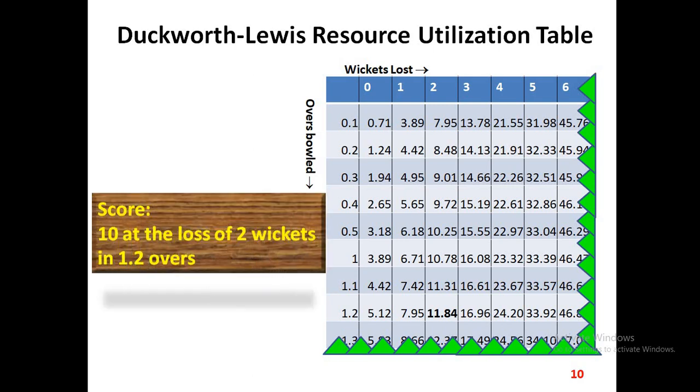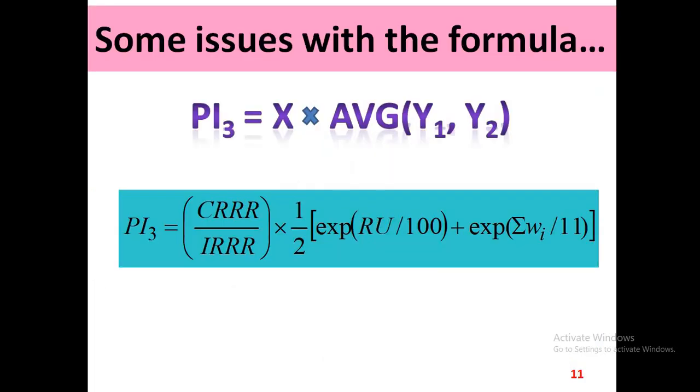Suppose at the end of 1.2 overs, a team has scored 10 runs at the loss of 2 wickets. So the amount of resource that has already been utilized is a function of wickets lost and overs bowled. So overs consumed is 1.2 and wickets lost is 2. And if you look at this table, both the things meet at 11.84. So given this situation, the team has already consumed 11.84% of the resources. And this is how the value of RU is computed, and we come to this formula.